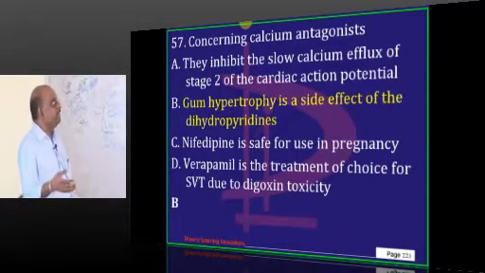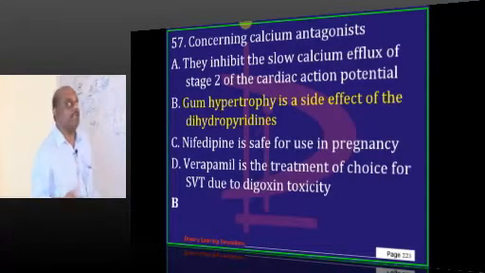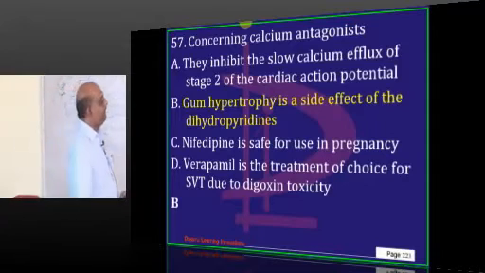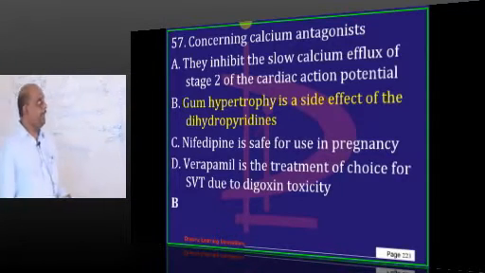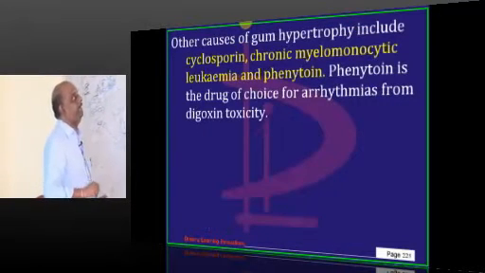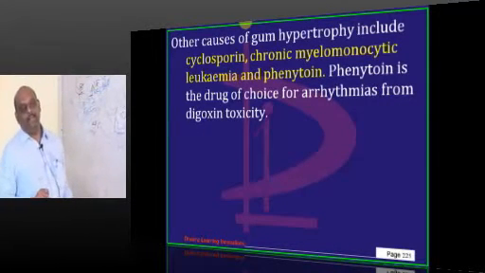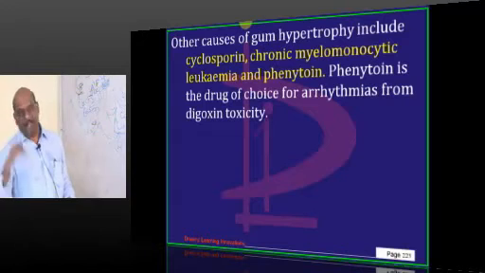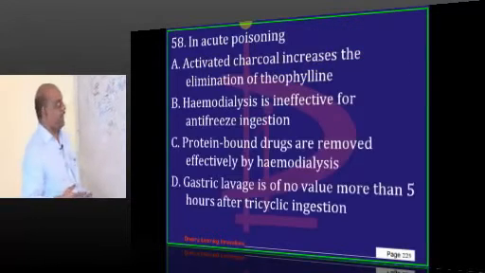So doctor, calcium antagonists, what is their effect? Typically they can lead to gum hypertrophy, just like cyclosporin can lead, phenytoin can lead, even calcium channel antagonist is a part of that list is what you need to be quite sure about.